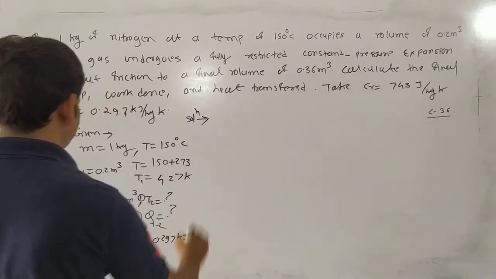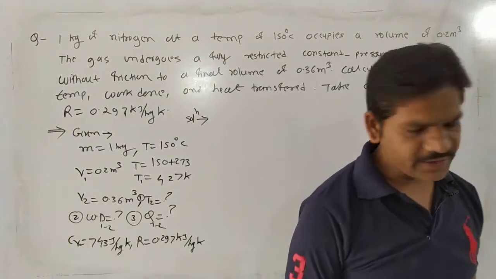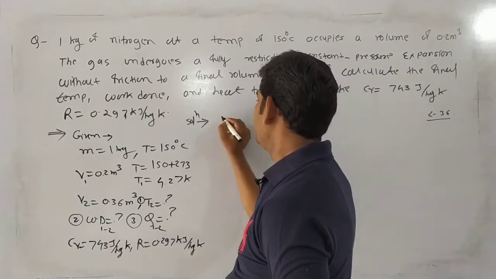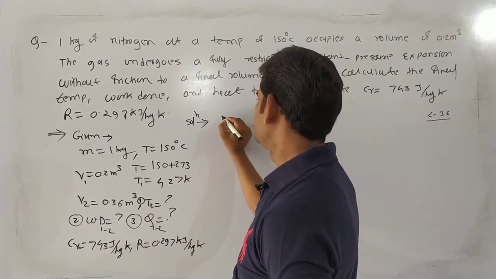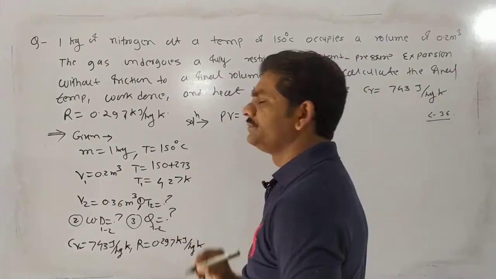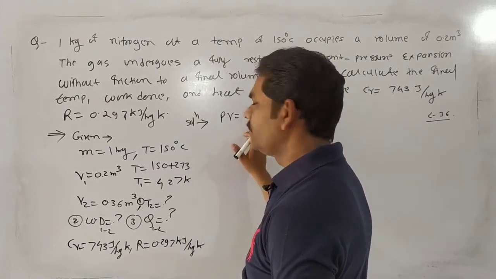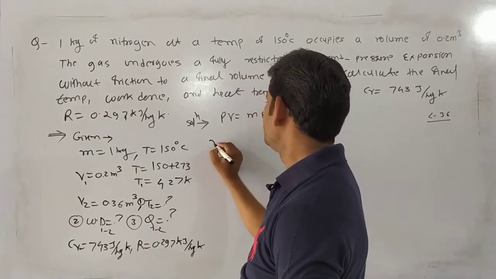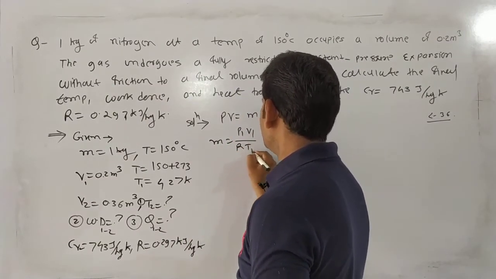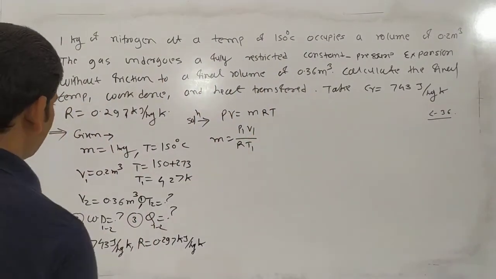So see the solution here. What do we require? We require the value of T2, right? So to calculate T2, we know by the ideal gas equation, PV is equal to mRT. Mass is constant, R is also constant. So first of all we determine the mass. So m is equal to P1 V1 upon R T1, guys, right? So just put the values. What is given here?